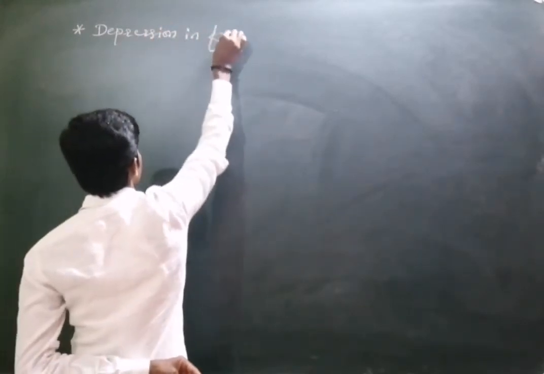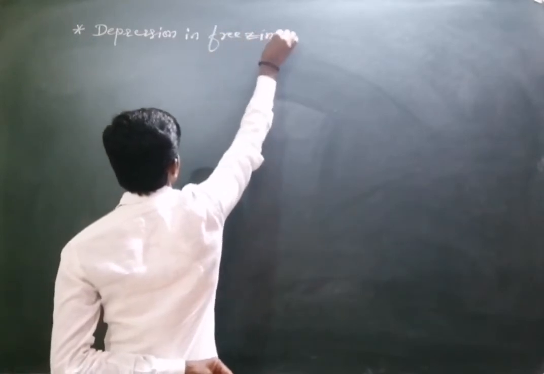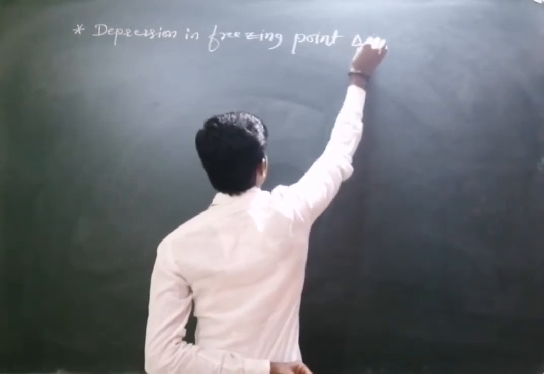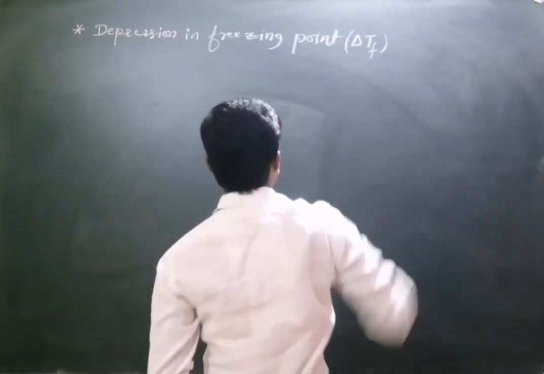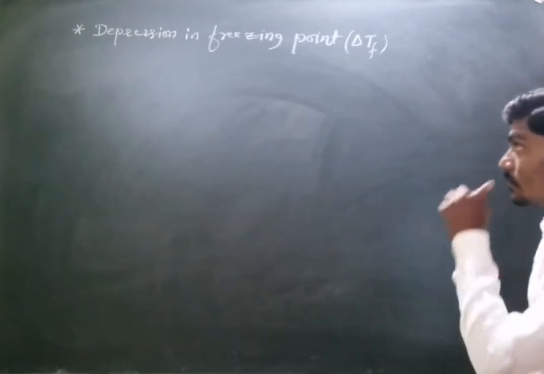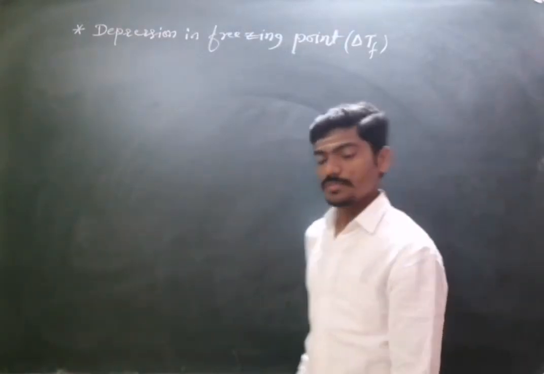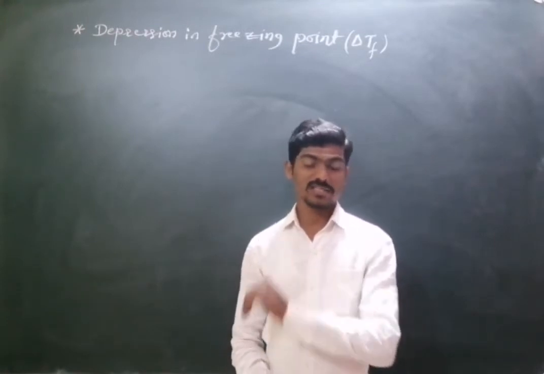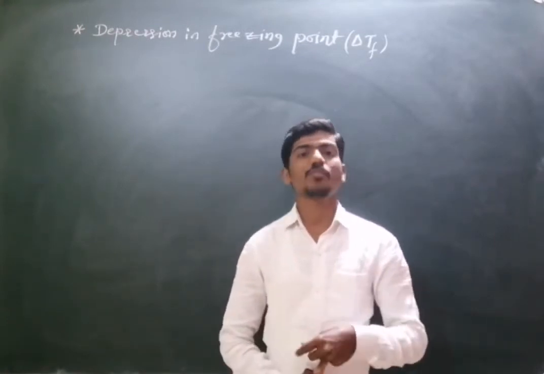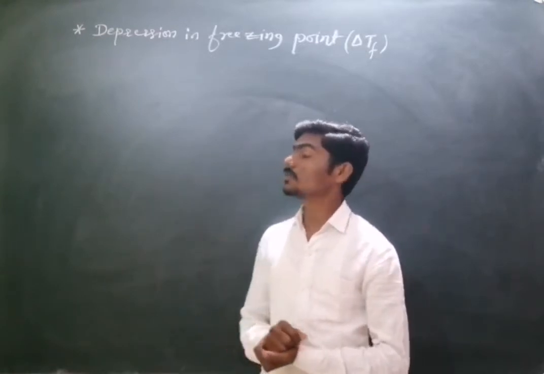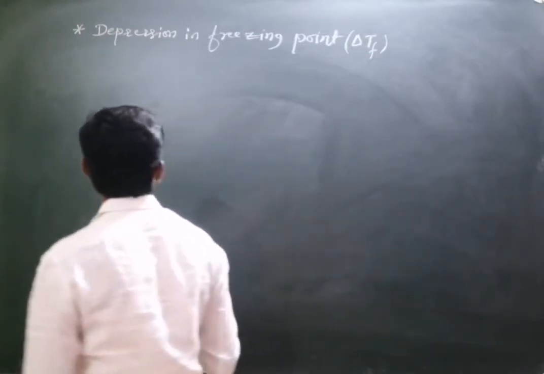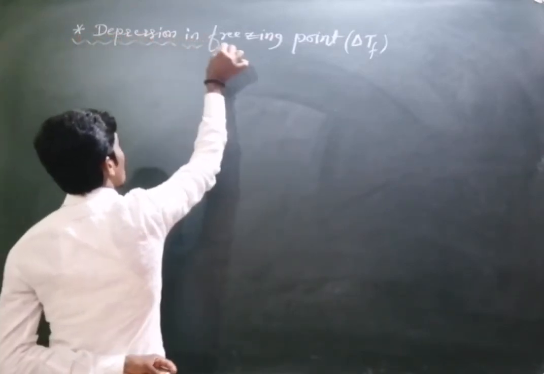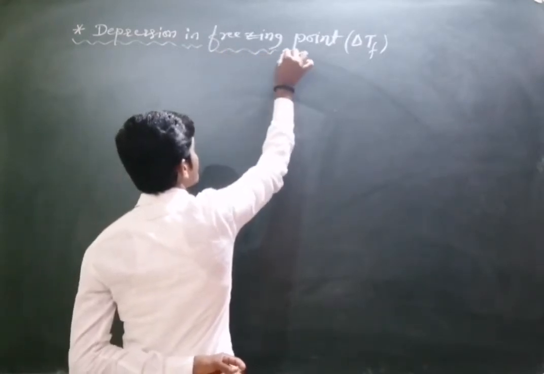Depression in freezing point, Delta TF. The first one is relative lowering in vapor pressure, the second one is elevation in boiling point, and this is the third one, depression in freezing point. This is somewhat similar to elevation in boiling point. Both the concepts are similar.